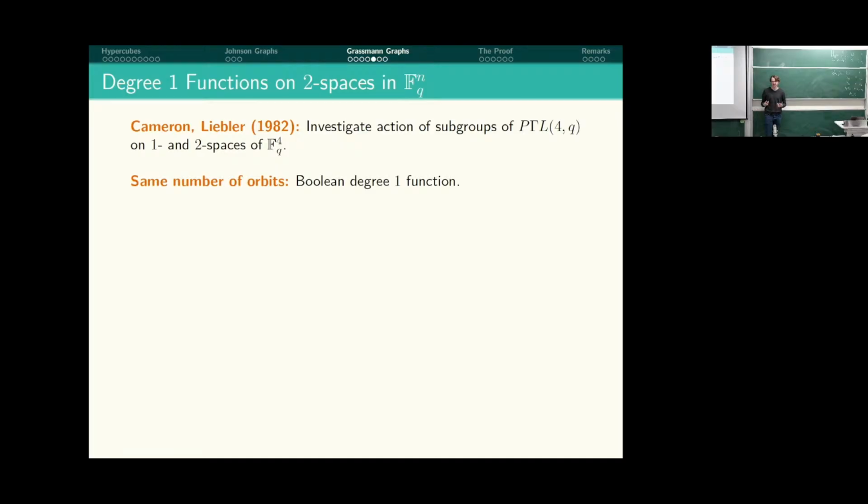Or projectively, if you look at the three-dimensional projective space and take any subgroup of your projective group, then the number of orbits on lines is at least the number of orbits on points. And if you have equality, then you always get what I just defined as a Boolean degree 1 function. That is the reason why this is investigated for much, much longer than the other problems I have mentioned.